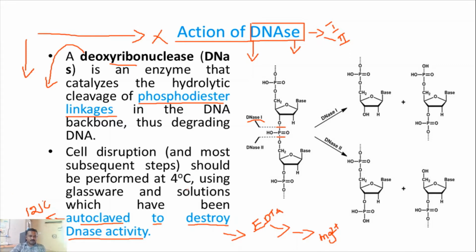Moreover, we can perform the entire isolation and separation of nucleic acid from E. coli at 4 degrees centigrade. At this temperature, the DNases are never active. So this is the way to inactivate the DNase. Please, this is an important step.